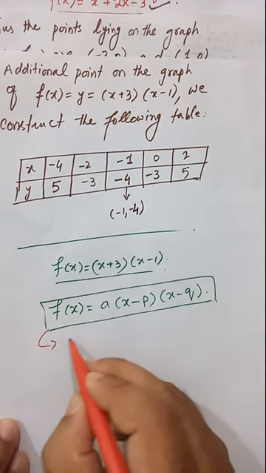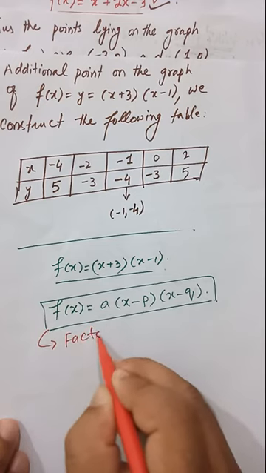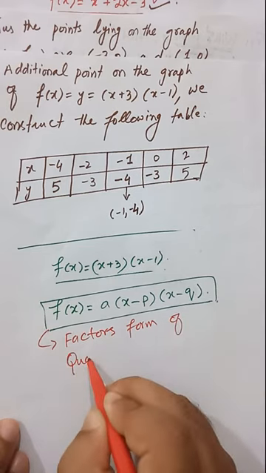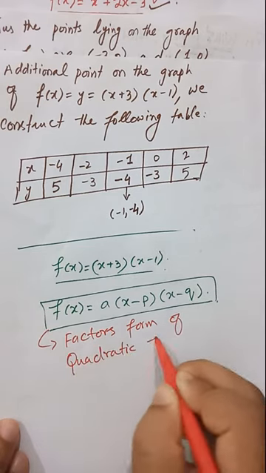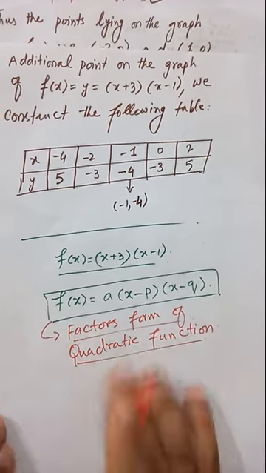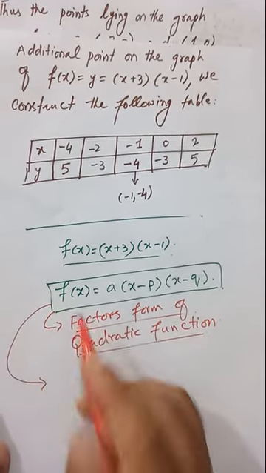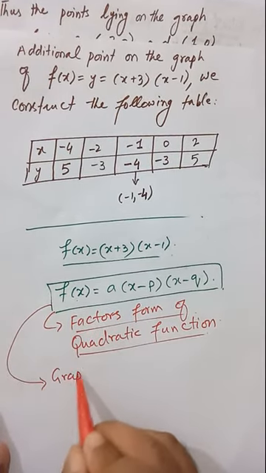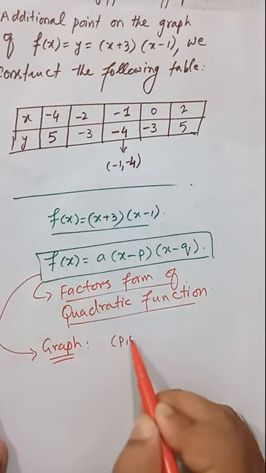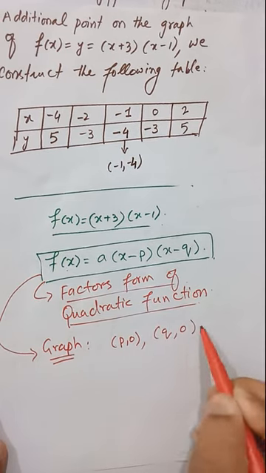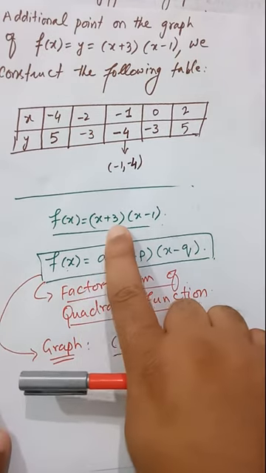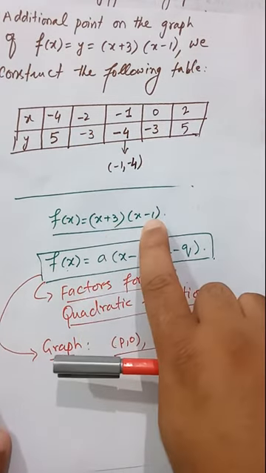This is the factor form of a quadratic function. In this function, the graph passes through the x-axis at points (p, 0) and (q, 0). You must remember this. So here the value of p is minus 3 and the value of q is plus 1.